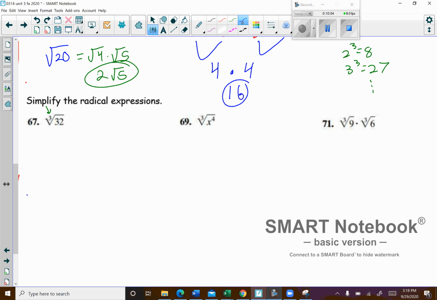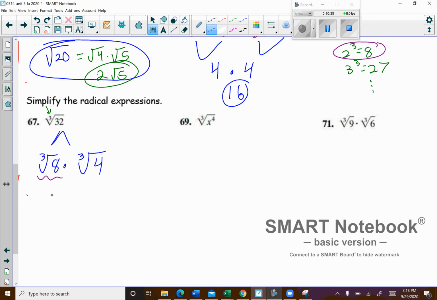So what I want to do is break it apart like I did on this example up here, okay? I can break this into two different pieces. And 32 is not divisible by 27 evenly, but it is by 8. So I'm going to break this up into the cube root of 8 times the cube root of 4. Remember, we're doing cube roots, not square roots, so you have to shift your mind and think about cubes, not squares. The cube root of 8 we can see would be a 2, and then we're left with the cube root of 4, and that's your answer. That's it, 2 times the cube root of 4.